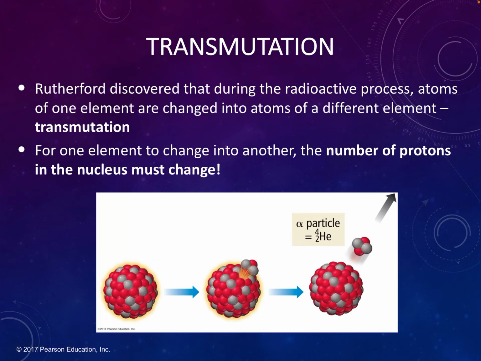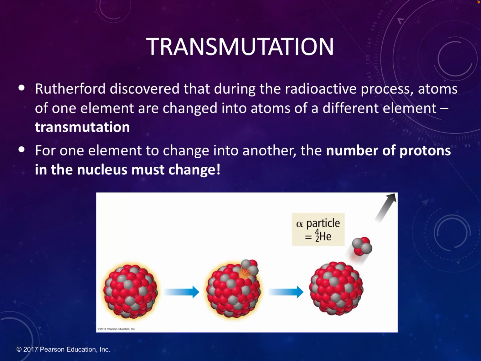Rutherford discovered that during the radioactive process, atoms of one element are changed into atoms of a different element. This is called transmutation. This breaks all of the rules that we have given you previously in chemistry, because I told you that matter cannot be created or destroyed. If you have an atom of aluminum in your reactants, you have to have an atom of aluminum in your products. Well, matter still can't be created or destroyed, but now we can change that aluminum or that carbon or that nitrogen. It doesn't have to stay the same on either side of the reaction. That will be a nuclear reaction. We're changing the nucleus, we're changing the element.